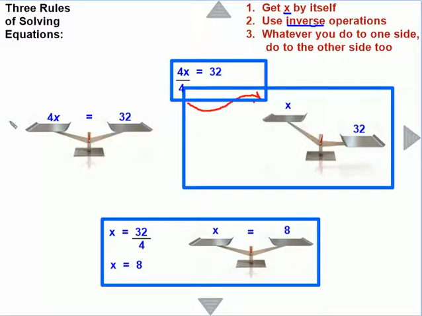Here we have that process. Since we divided this side by 4, we're also going to divide the right side by 4. 32 divided by 4 is equal to 8, which leaves us with x is equal to 8, and our equation is balanced again. Then we want to just check our answer. So we substitute 8 in for x. 4 times 8 is equal to 32, and yes, we know that 4 times 8 is equal to 32, so we have the correct answer.